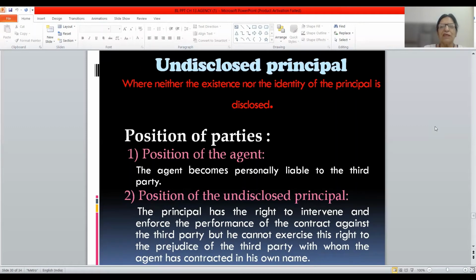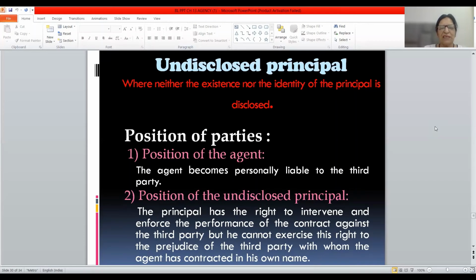Now coming to the third type, which is the undisclosed principal. Everything remains undisclosed, existence as well as identity. The third party is under the impression that the agent is acting on his own behalf. Nothing is disclosed, neither existence nor identity. Then the principal is said to be an undisclosed or concealed principal.